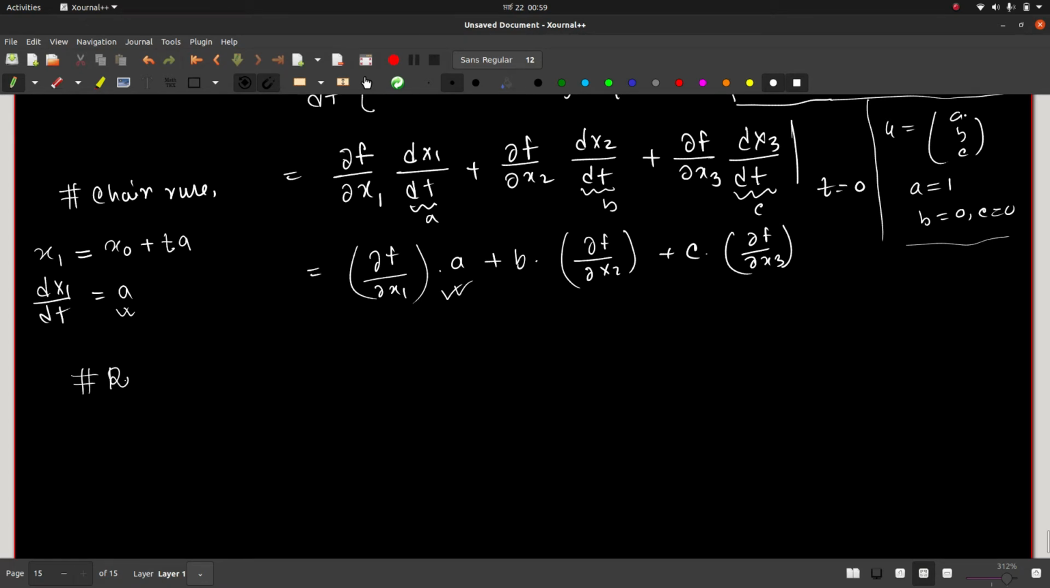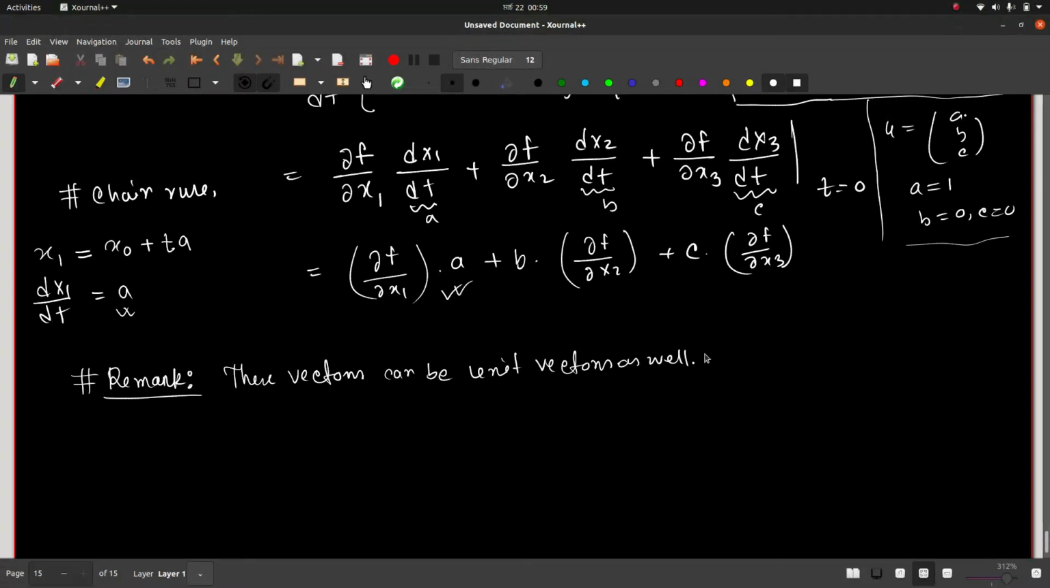And there is another remark, that these vectors can be unit vectors as well. And the reason is kind of arbitrary, because if you keep these vectors as unit vectors, that means the modulus of those vectors is 1, then you can define the directional derivative, but at the same time you also retain the definition of tangents. So that's one motivation to keep those vectors as unit vectors.